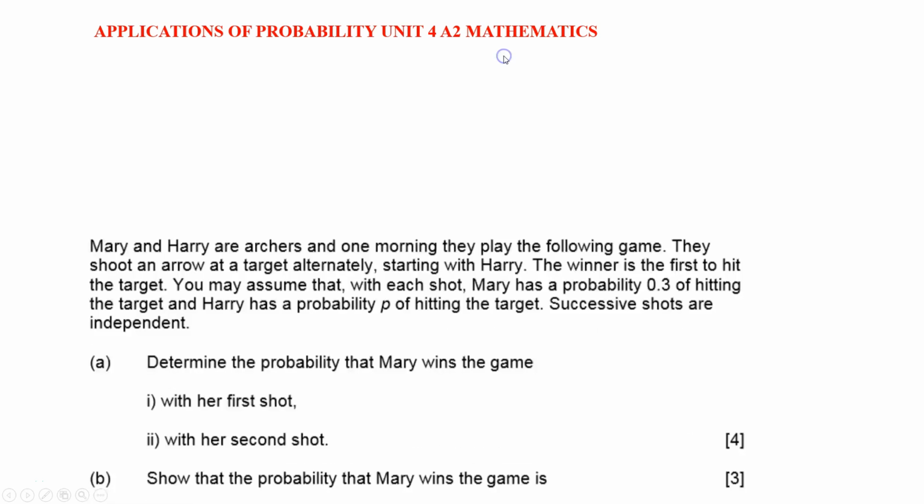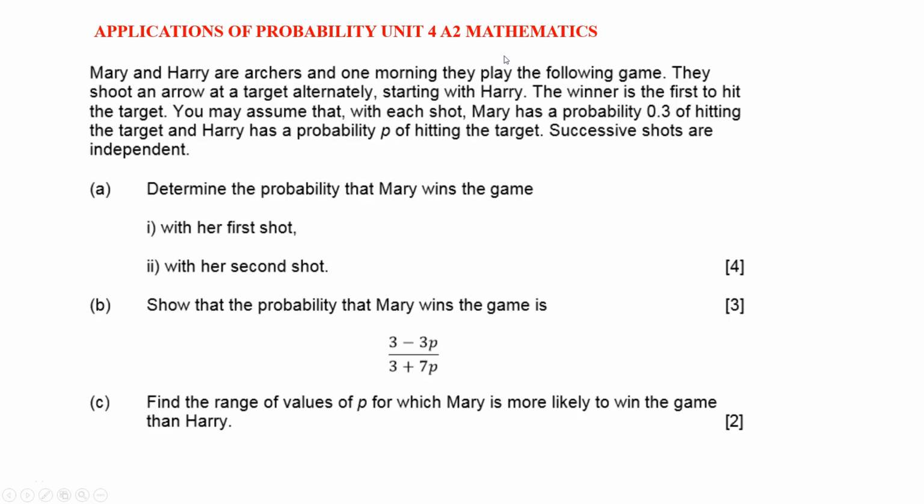We're going to look at a question involving the application of probability from Unit 4 A2 Mathematics. The question involves a game. The game involves two archers who are going to shoot an arrow at a target alternately. Harry is the first person to play, and then Mary is the second.